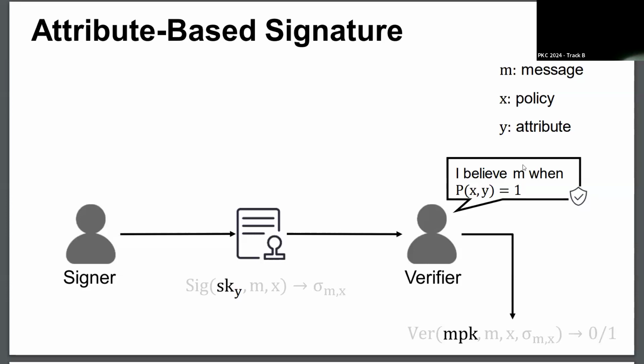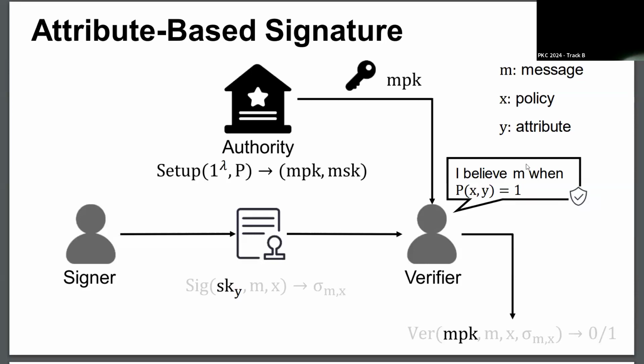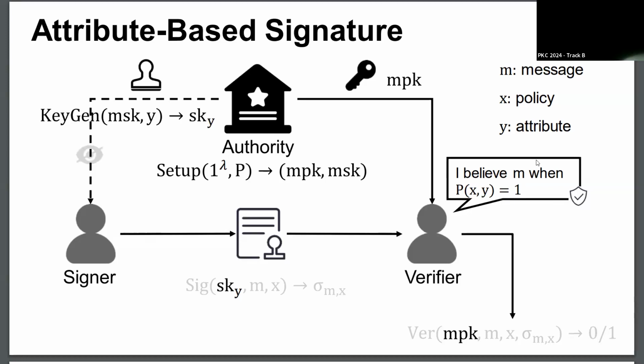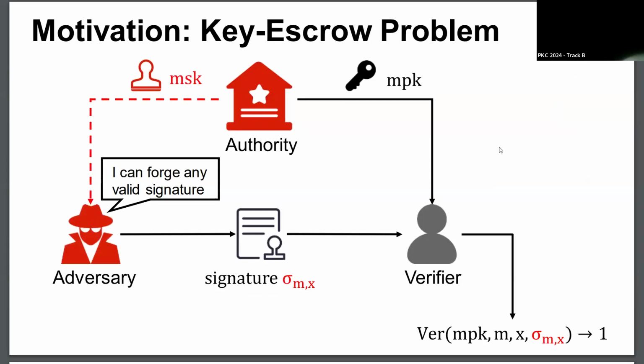So let's pay attention to the generation of SK_Y and MPK. Both of them come from the authority. This authority is powerful. It runs a setup algorithm to generate MPK and MSK. This MSK can be used to delegate all secret keys corresponding to any attribute. So our motivation falls exactly on this authority. If some adversary can break the guard of the authority and steal MSK, it can delegate any secret keys and forge any valid signature to convince the verifier of any message and policy.